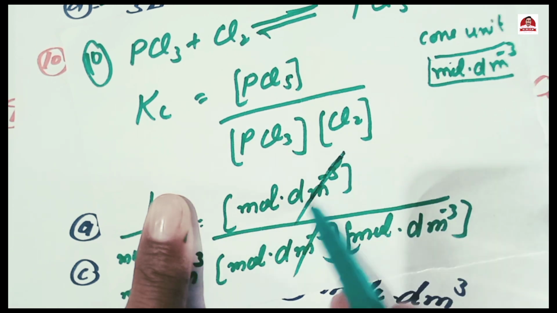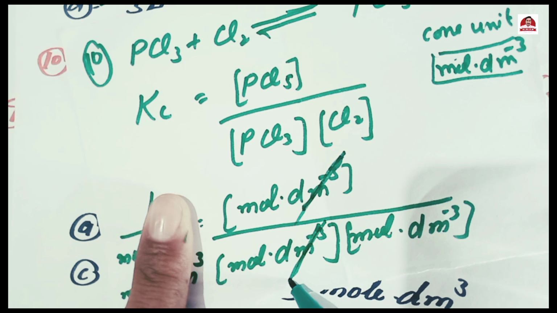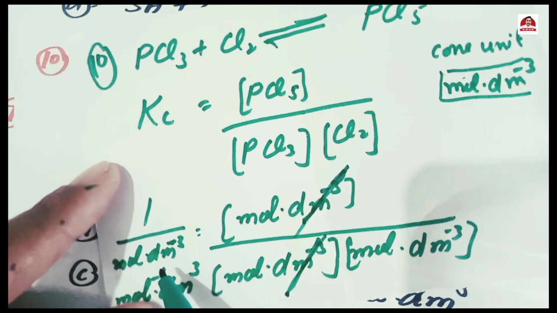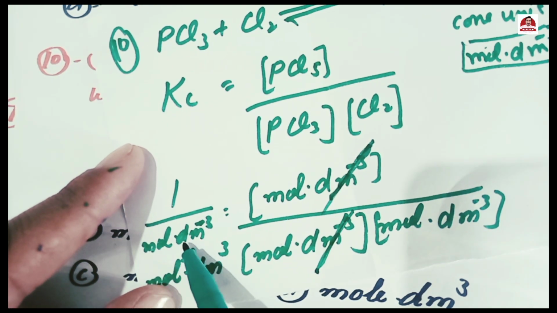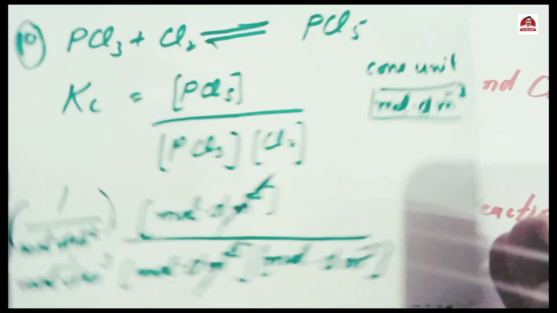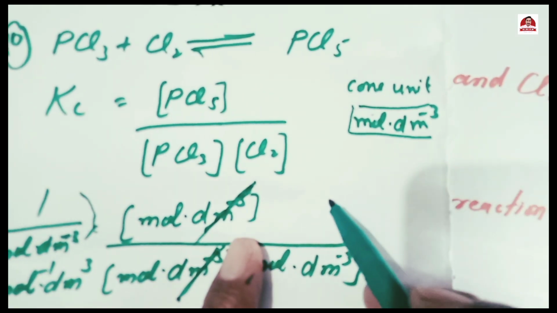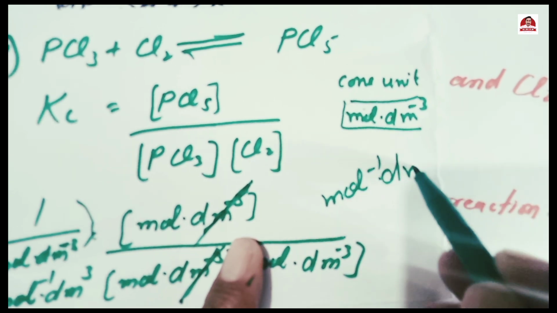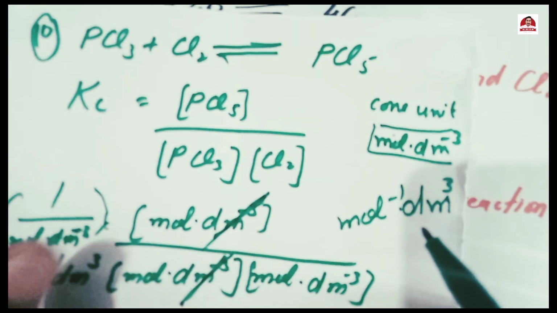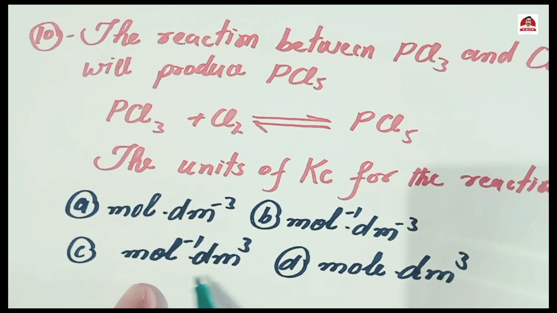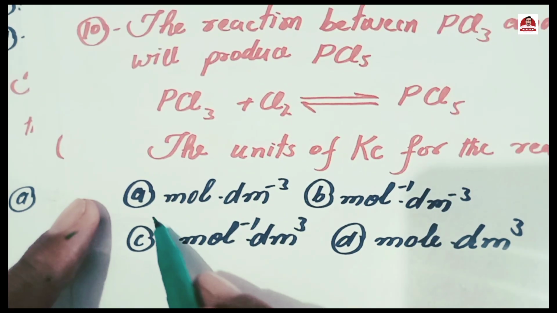So from this, the remaining is 1 divided by mole per decimeter cube, and when we convert it into whole form, we get per mole decimeter cube. So the answer is per mole decimeter cube. Option C is correct.